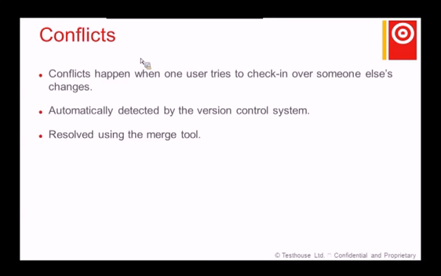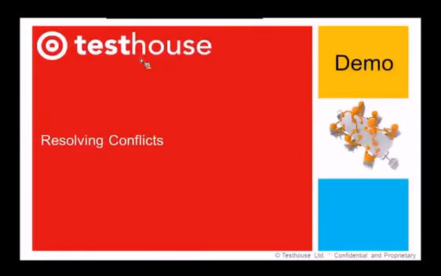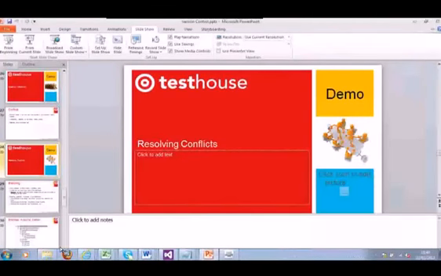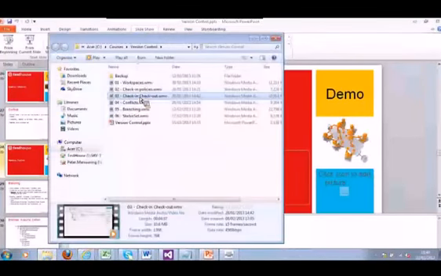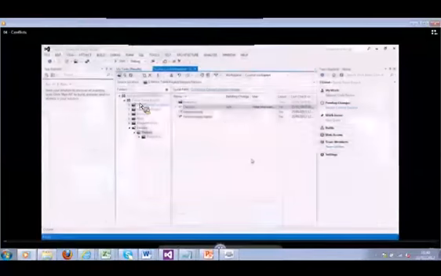So there's a way that the system can automatically help you to manage these conflicts. It can automatically detect them for a start, and then there's a tool and a technique where it can help you actually manage that particular problem. And this is what I'm about to show you here.